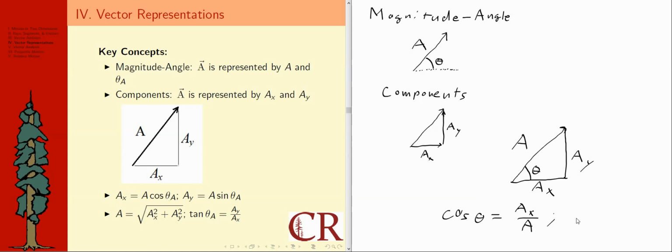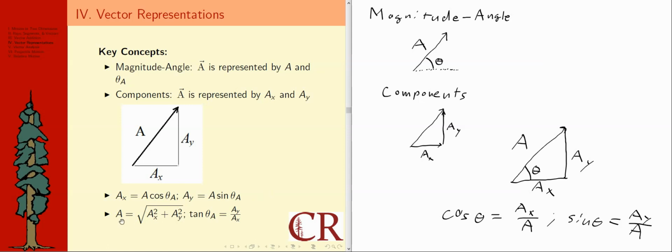And in a similar way, sine of theta is equal to opposite over hypotenuse, so that one would be A sub y over A. And if you multiply both sides by A, you get this second equation I have on this second to last line of the key concepts. These are the two equations that, given a magnitude and an angle, can let you calculate the components. And of course, it's also handy sometimes to be able to do the opposite. Given components, can I go and calculate the magnitude and the angle?